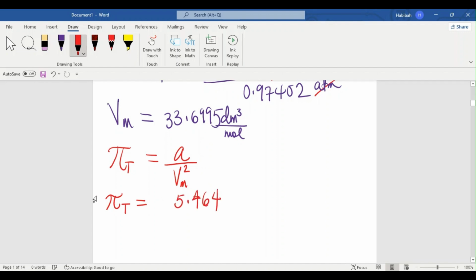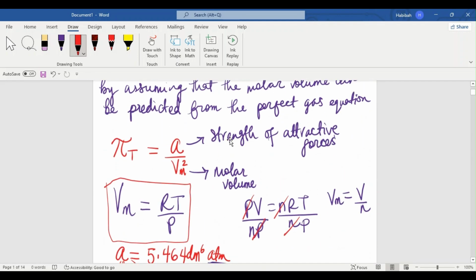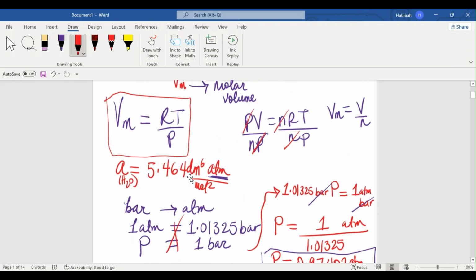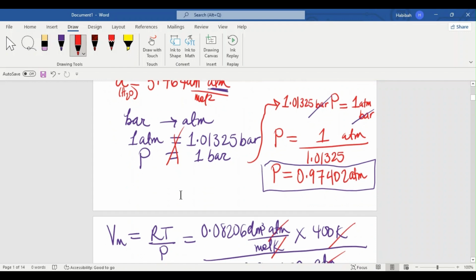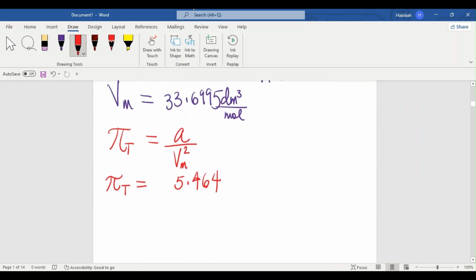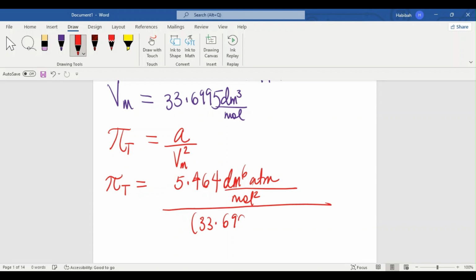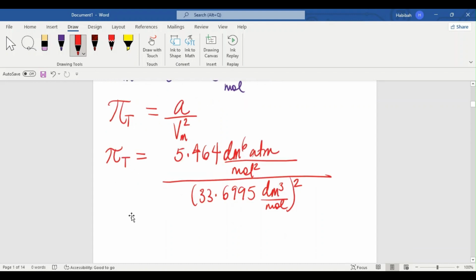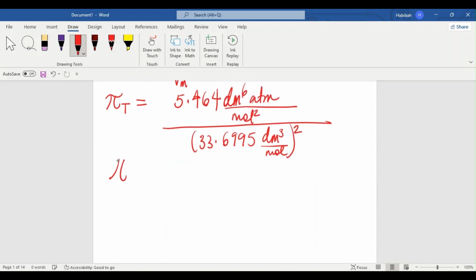5.464. Looking back at what I showed you here, A is 5.464 dm6 atm divided by mole squared. All of that information divided by 33.6995 dm cubed divided by mole, all squared. So, of course, we go on to do the math.